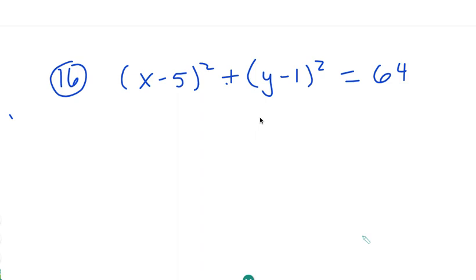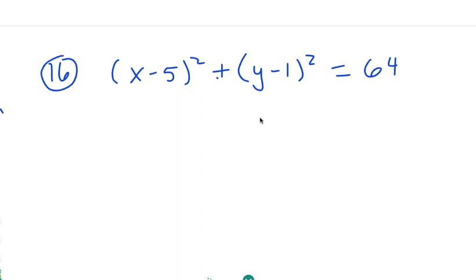Now, on 16, what I've done is I've given you the equation of the circle, and I'm going to ask you to find the center. So the center is going to be (h, k). So the first thing I need to do is make sure that both of these math operations are subtraction. So they are, which means this is my h and this is my k. So my center is going to be (5, 1).